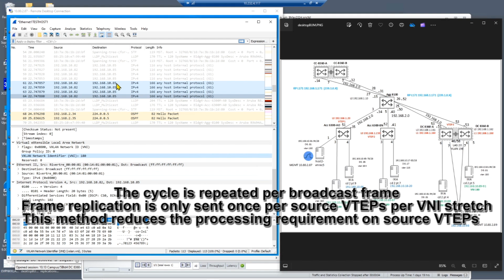Frame replication is only sent once per source VTEP per VNI stretch. This method reduces the processing requirement on source VTEPs and helps reduce the burden on the source VTEP in these situations.